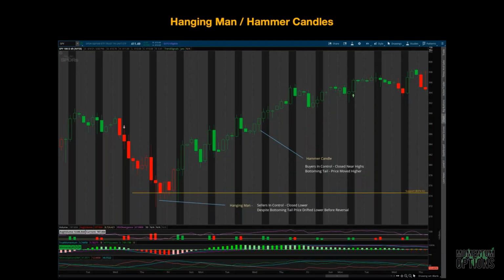But hammer candles are extremely powerful. And whenever we see these long tails, and price opened and went down to the bottom, pure rejection at the lows, price went all the way near the top and closed near the top. That is a very strong candlestick, and 99 times out of 100 signals that price is going to continue moving up afterwards. And you can see it did.